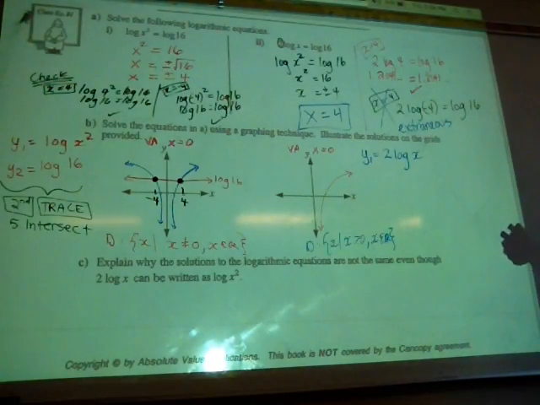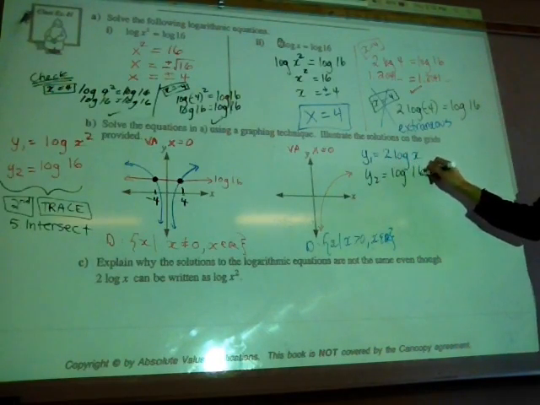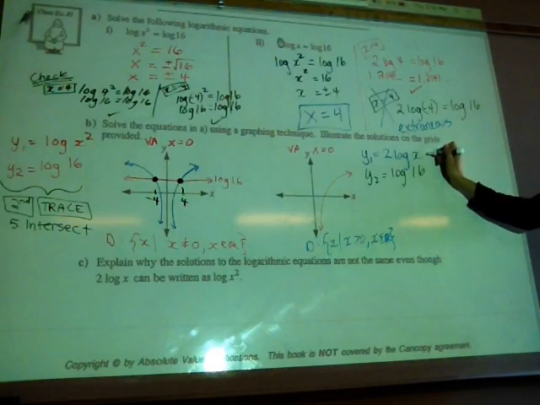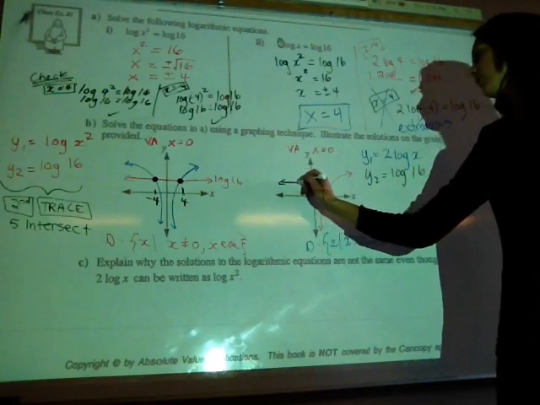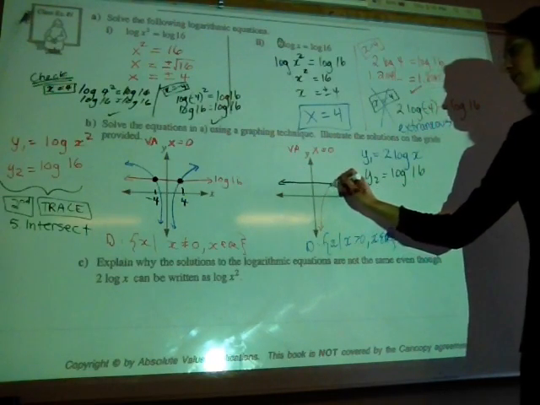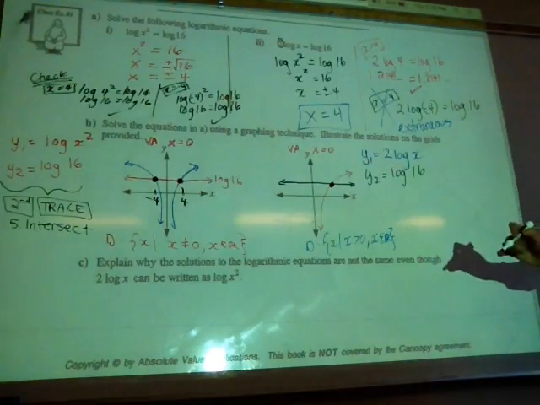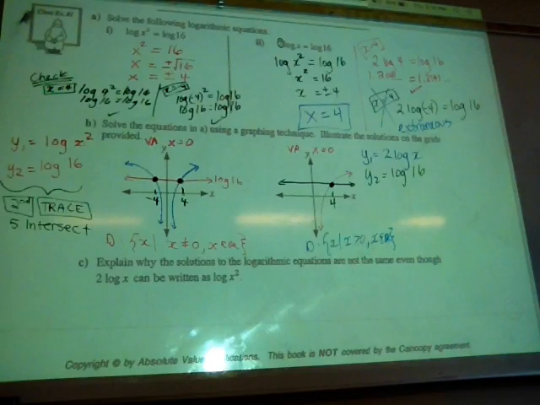What we're going to do is plug into y2 log 16. You should already have that in your calculator. You're just going to change y1 to 2 log x. And your log 16 will be a value that will intersect the graph at one point. Can you guess what the x value will be? 4. And if you're not sure, second trace number 5 for intersect.